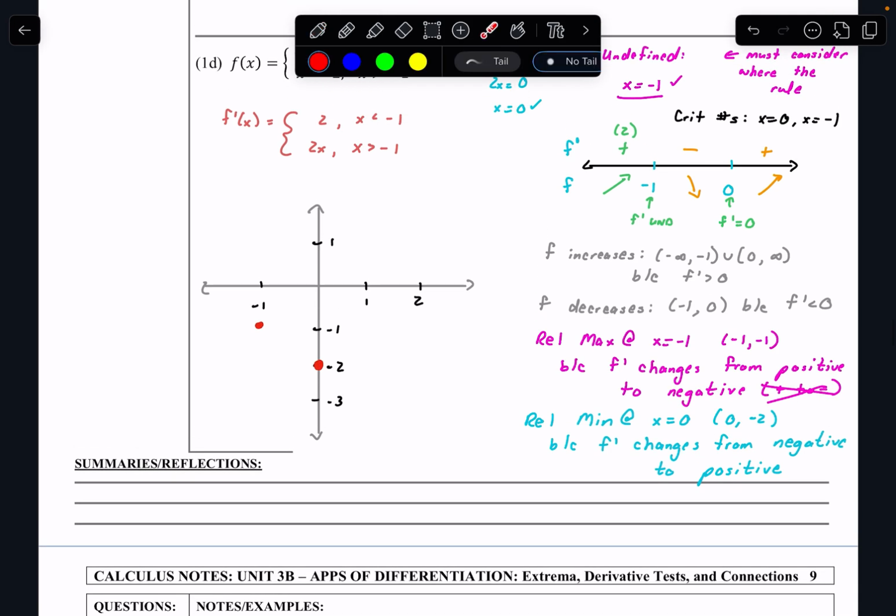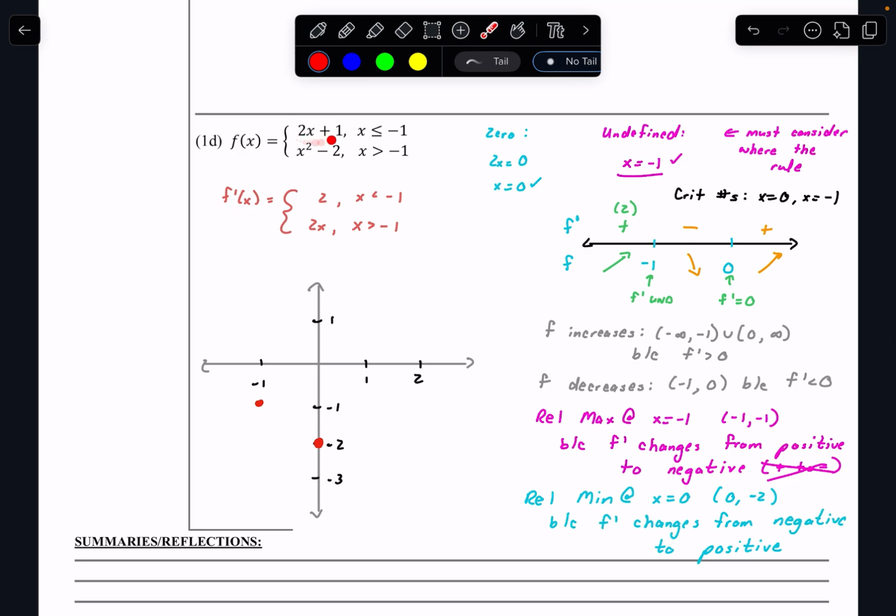Now, I do know that this is supposed to increase, and then decrease, and then increase. What's interesting is I know exactly what this looks like because this is a line. So this is not just some function that's increasing. This is going to be linear, and then this is going to be quadratic.